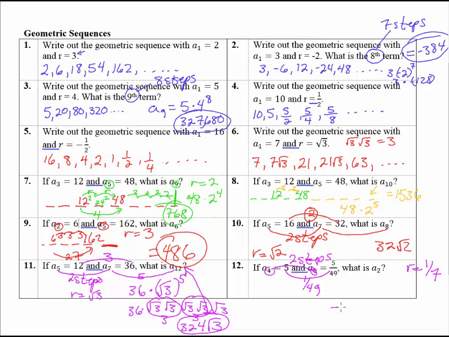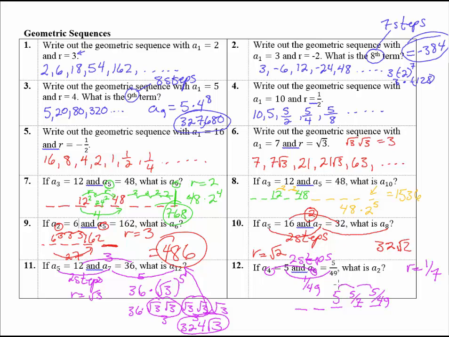So if we look at it here, here's a 4, here's a 5, here's a 6. This is 5, and this is 5 over 49. And the common ratio is 1/7. So we times by 1/7 times by 1/7. This guy is 5/7. So that's a 4.